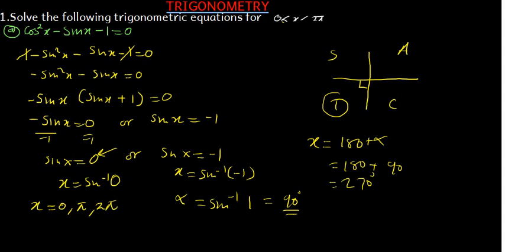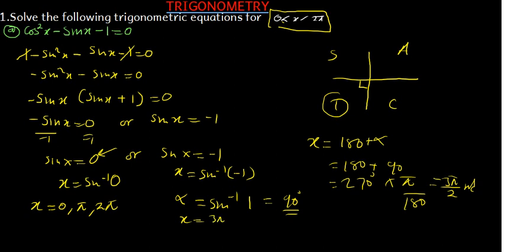Now of course, notice that we are not giving our answers in degrees, we are giving our answers in radians. What is 270 in radians? So 270 multiplied by pi over 180, so this is the same as 3 pi over 2 radians. So this is the first answer, x is equal to 3 pi over 2.